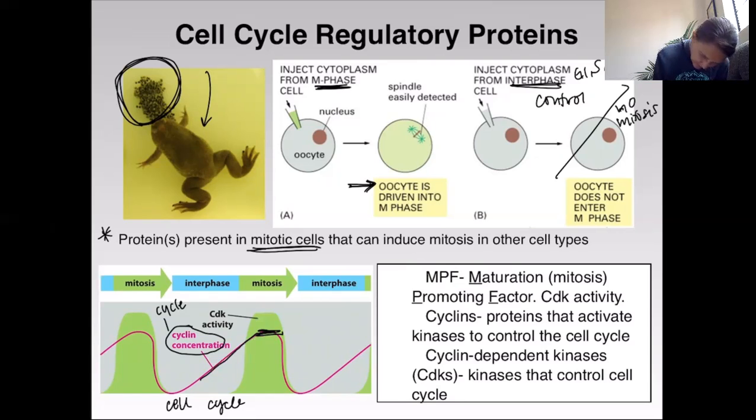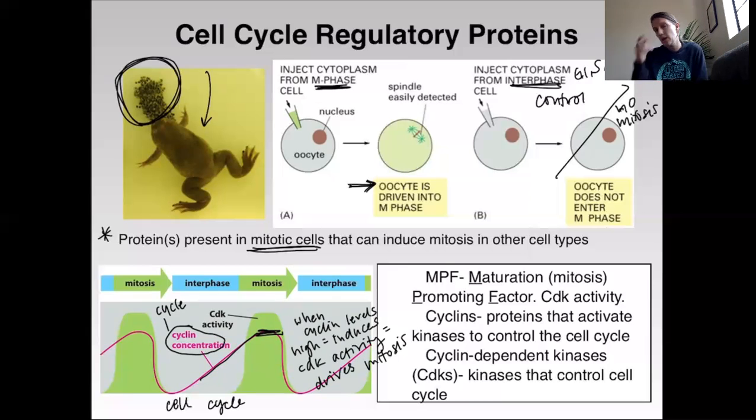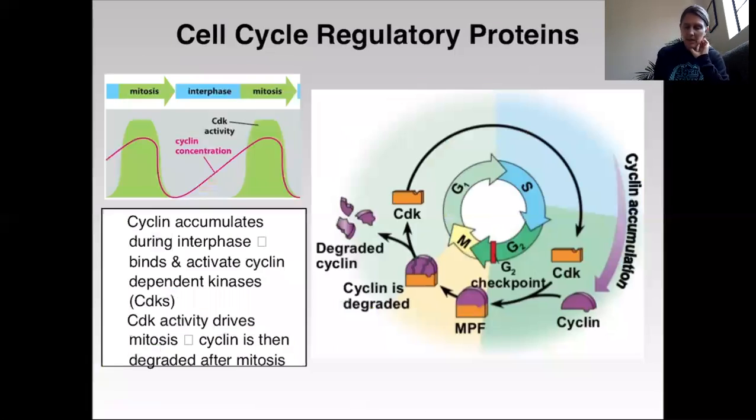So when cyclin levels are high, that induces CDK activity, and that drives mitosis, right? We're not going to talk about all the details of that. But this is just showing again that as you increase these cyclin levels, you are increasing your CDK activity, and that drives mitosis, all right?